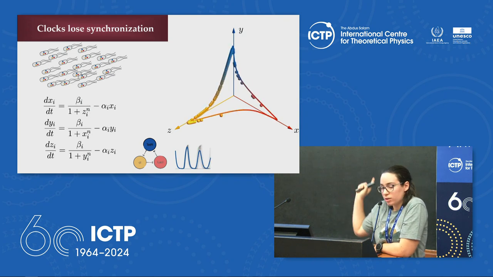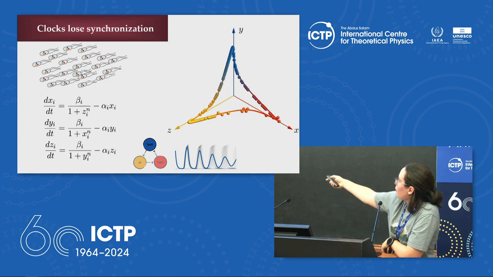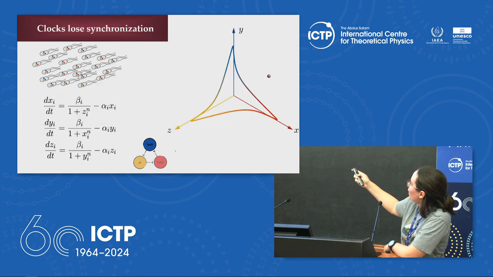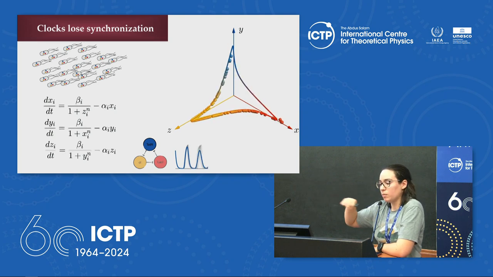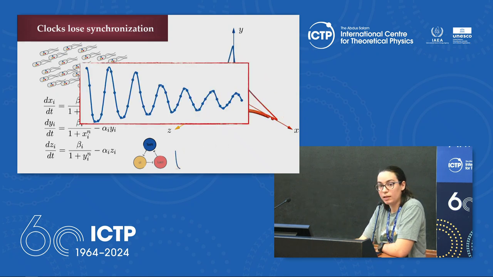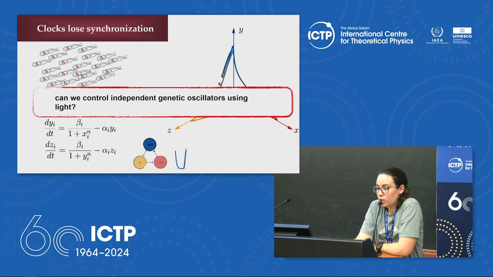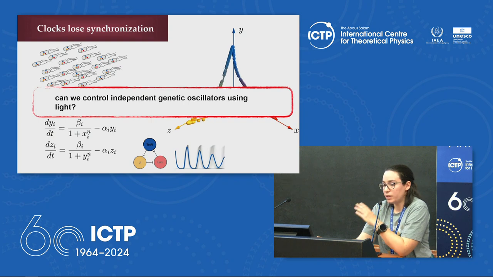Now you can see that all the oscillators keep oscillating, but if you look at the average of the population, it loses synchronization over time until it eventually becomes an almost flat line. Now, this is a simulation, but you can also see it in experimental data here. So we ask ourselves, can we control these independent genetic oscillators using light? And the reason to use light for this is that it's a very versatile tool for research and applications, because you can control it precisely in space and time.